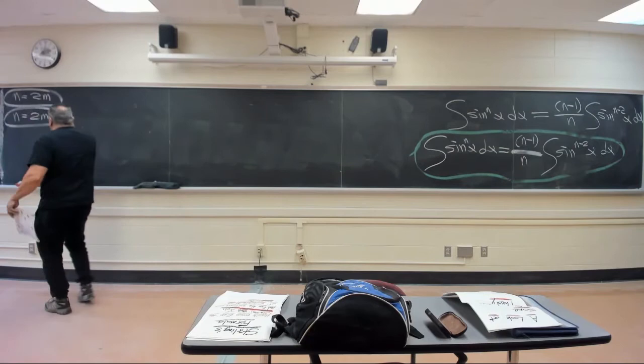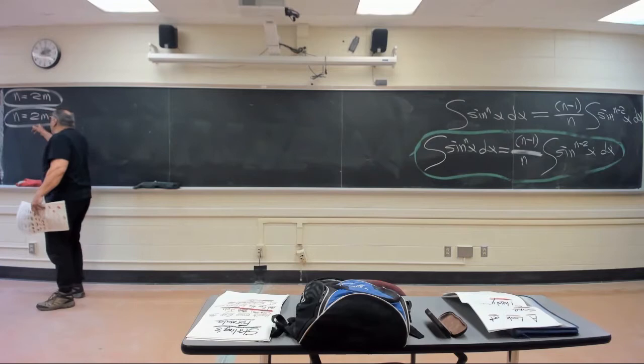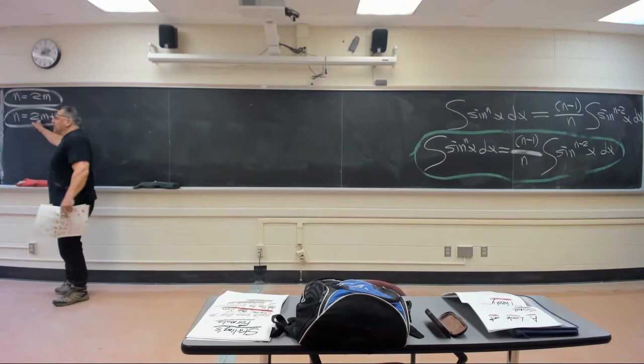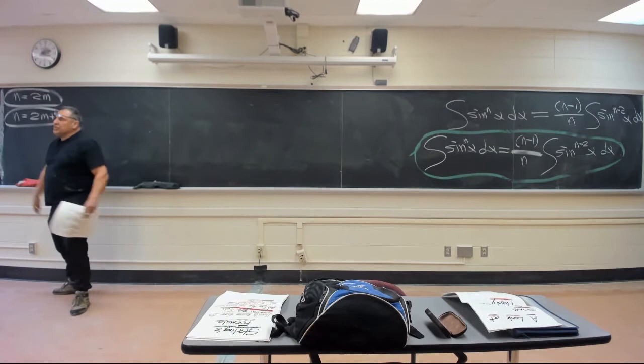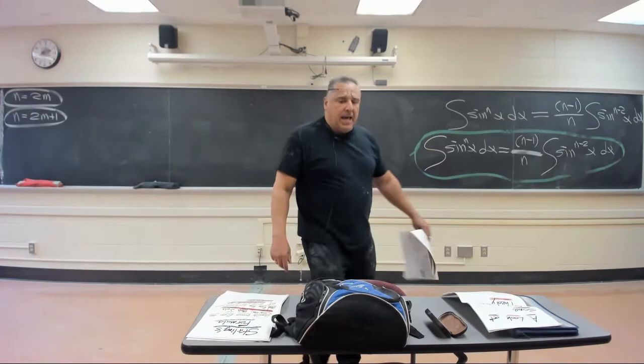For the odd ones: 0, double it, add 1 is 1. 1, double it, 2 plus 1 is 3. 2, double it, 4 plus 1 is 5. So 1, 3, 5, 7, 9, 11, 13, 15, 17, 19. You get the picture, etc. And the even ones: 0, 2, 4, 6, 8, 10, 12. Okay.